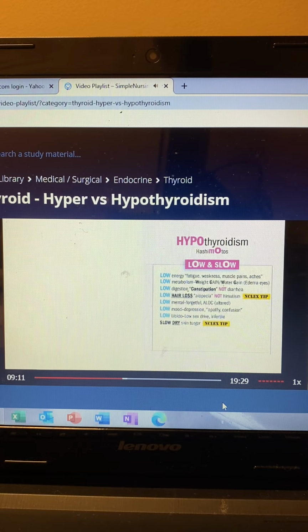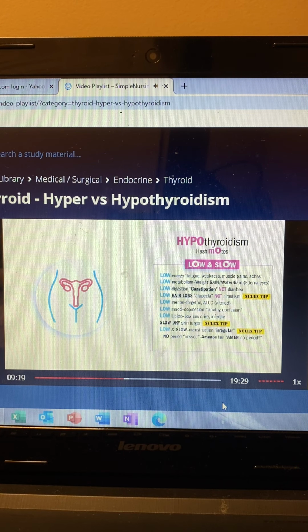This is what's called irregular menstruation, guys. So we have no periods, or basically a missed period. So for a no period, it's called amenorrhea. So just think amen, no period. Now for low but heavy periods, we call it hypermenorrhea. So just think hypermenstruation, heavy bleeding.